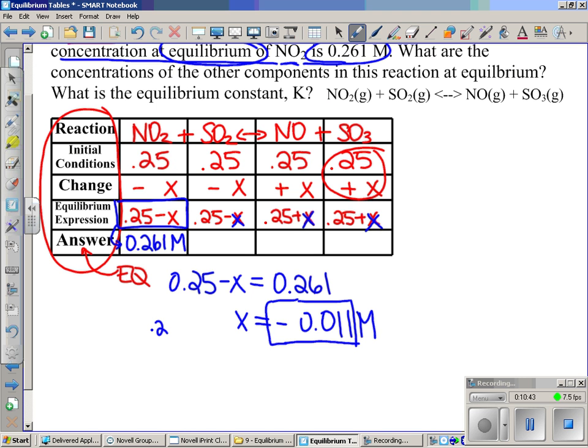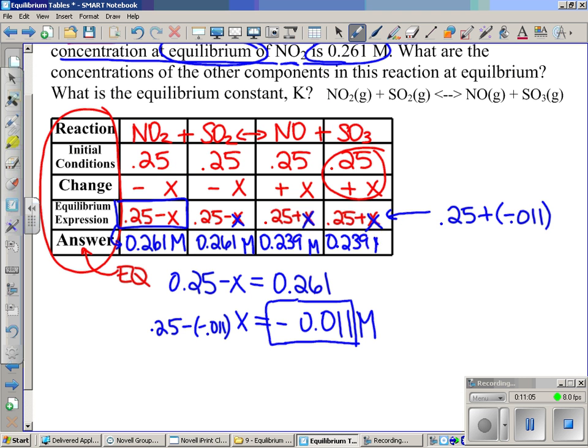So I go for SO2. I'm going to plug in 0.25 minus negative 0.011, and I end up with 0.261. For these ones right here, I'm going to do 0.25 plus negative 0.011. When I do that, I get 0.239. They're the same. So I took being given one, we were given this one right here, and I just set up an equation and solved for x. So if you're given one of the concentrations at equilibrium, the math on the problem is going to be pretty easy. It's going to be pretty straightforward.